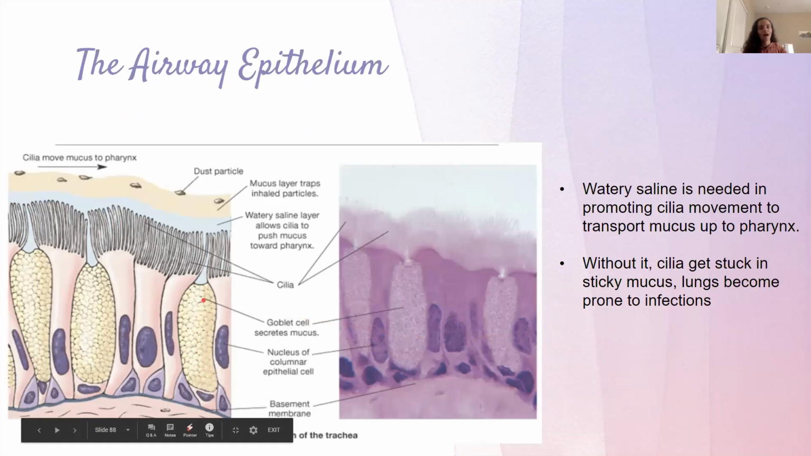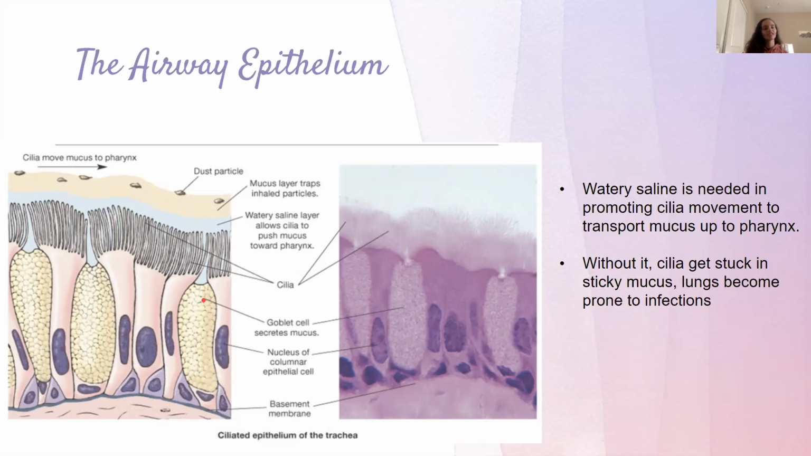If you can see here, the ciliated parts right here at the end are the hair-like projections. These are called cilia. The function of cilia is they actually transport the mucus up into the pharynx in order to remove any dust particles or anything that needs to be discarded out of the respiratory system. It's going to go up with the mucus.